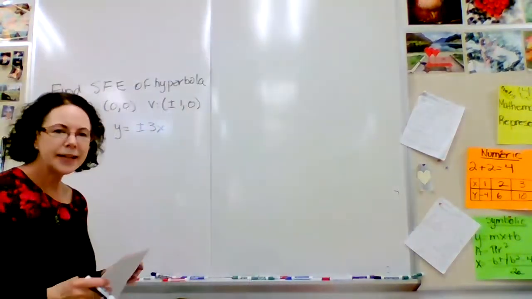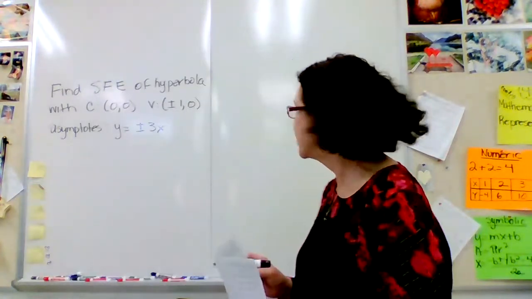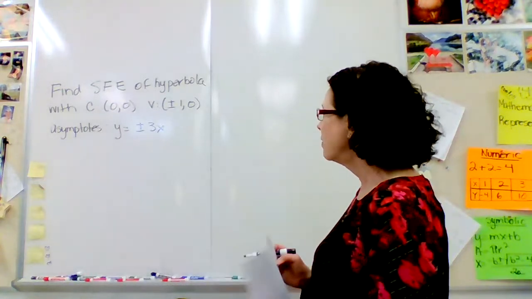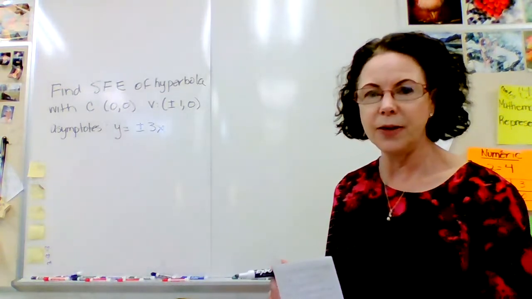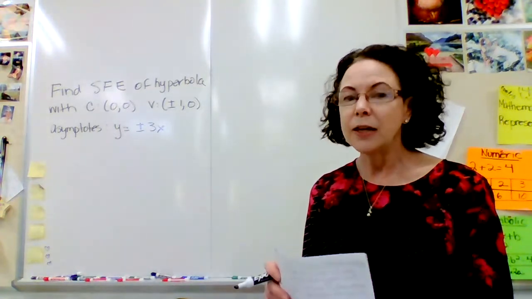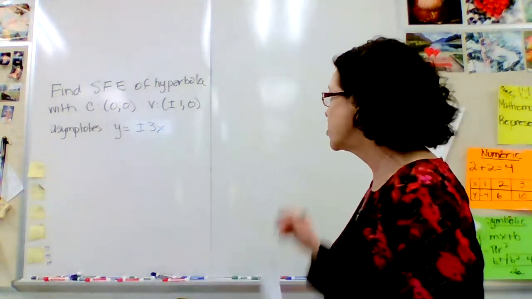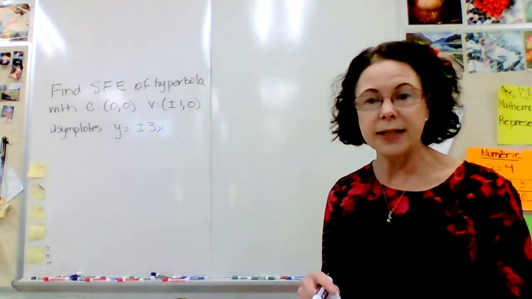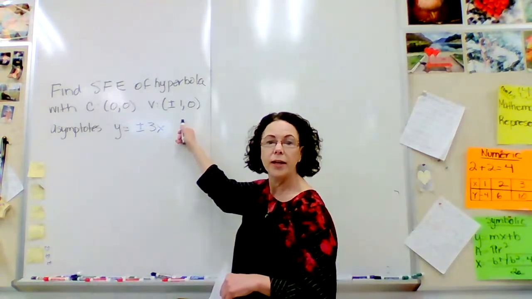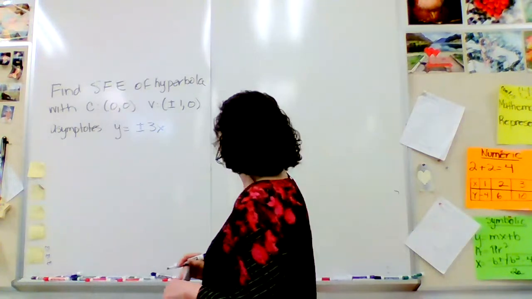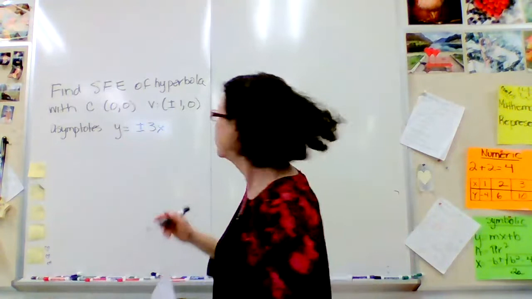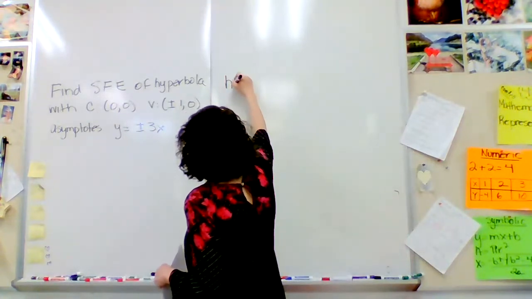Hi, students, on to the next question. So we are asked for the standard form of a hyperbola with a center of 0, 0, vertices of plus or minus 1, 0, and asymptotes of y equals plus or minus 3x. So first of all, I need the orientation for my hyperbola. Notice it is horizontal because if I drew these two vertices, 1, 0 and negative 1, 0, then you would see that they are horizontal. And so I know the form that I need to write.